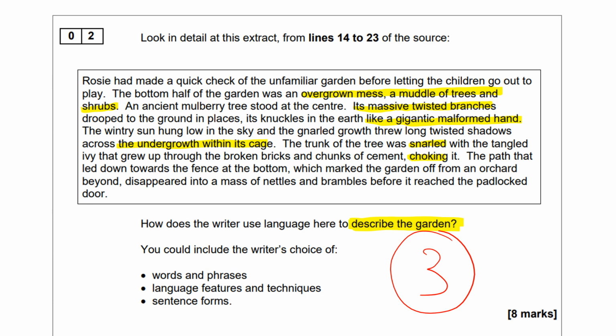There's also a lot of nettles and brambles, which indicates that it could cause harm. We also have the alliteration here: broken bricks and chunks of cement. So there's a lot here that we can unpick. For the sake of this, I'm going to annotate a little bit. You might not have time to do this in the assessment, but I think it's good for you to see how much language there actually is for you to unpick.